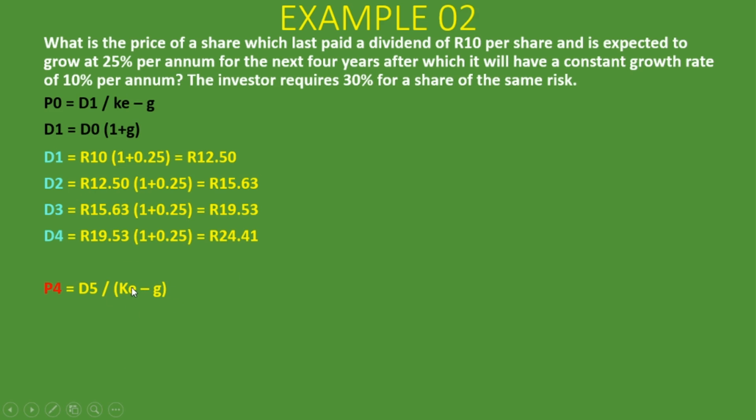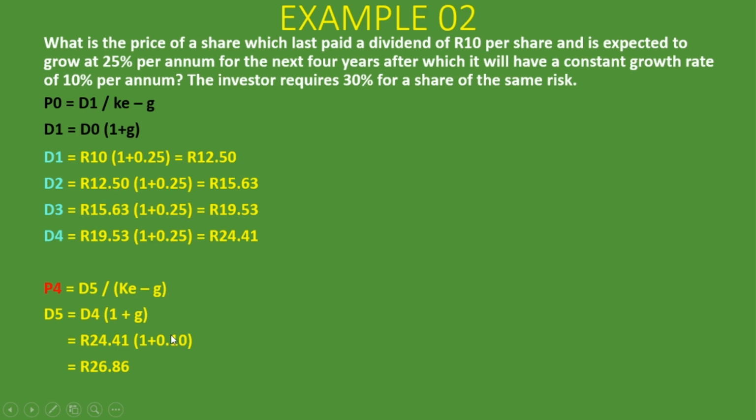Okay, so how do we get the D5? Well, we're going to take D4 times 1 plus the new growth rate of 10%. So D4, we already calculated it, 24 rand 41 cents times 1 plus 0.1, which is the constant growth rate after year 4. Okay, now that is how it looks, and it gives us an answer of 26 rand 86 cents. That is the dividend at period 5.